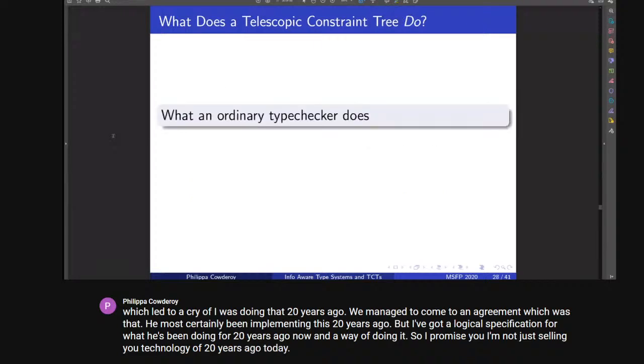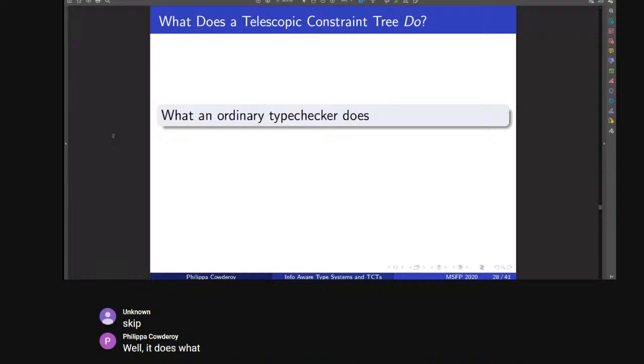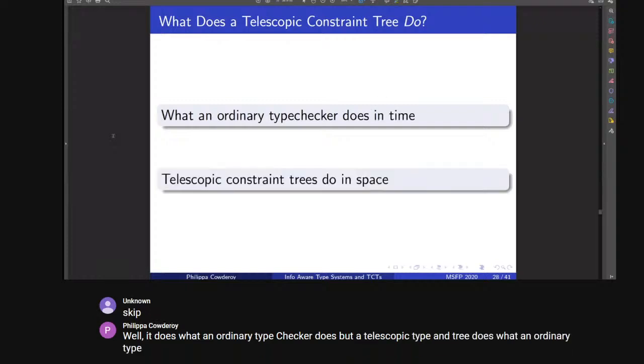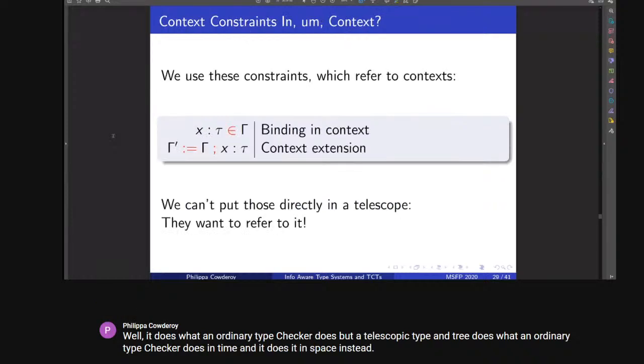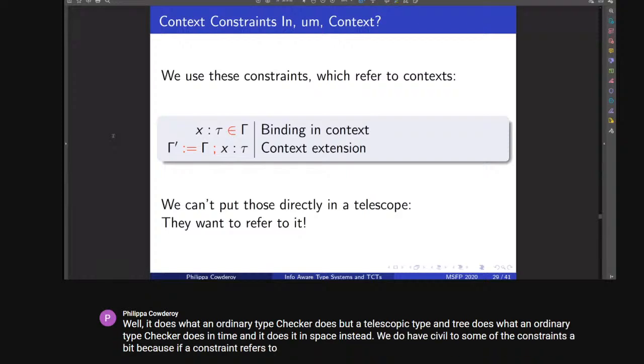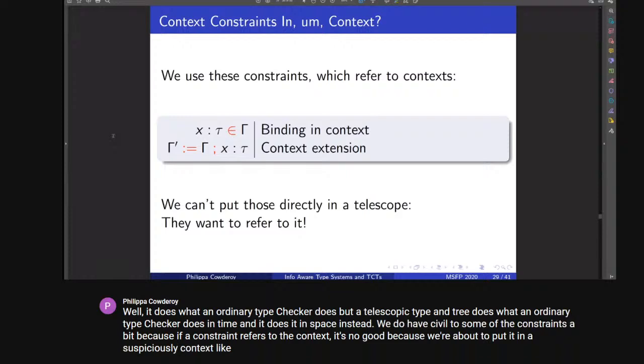What does it do? Well, it does what an ordinary type checker does, but a telescopic constraint tree does what an ordinary type checker does in time, and it does it in space instead. We do have to alter some of the constraints a bit, because if a constraint refers to the context, it's no good, because we're about to put it in a suspiciously context-like place. So the binding in context and the context extension constraints need reworking.